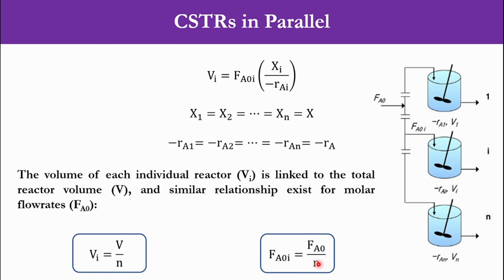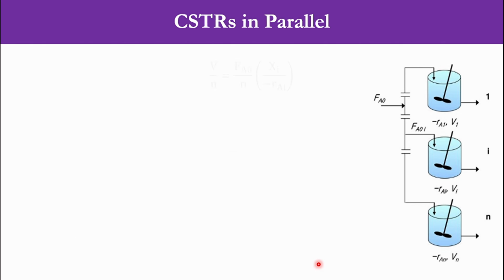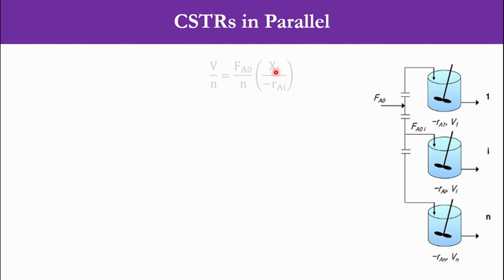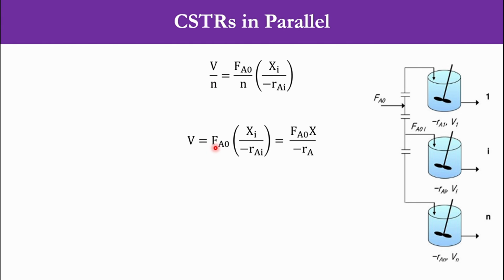Instead of using a single reactor, you have divided it into 2 parts or 3 parts or 10-15 parts. So if I take you back, Vi is replaced by V over n, and FA0i is replaced by FA0 over n in this expression. So V over n, FA0 over n, Xi over minus Rai, this n is cancelled out with this n. Accordingly, V is equal to FA0 Xi over minus Rai. And we have seen that Xi is equal to X and minus Rai is equal to minus Ra. Now you can see that this expression has come back to its original state.